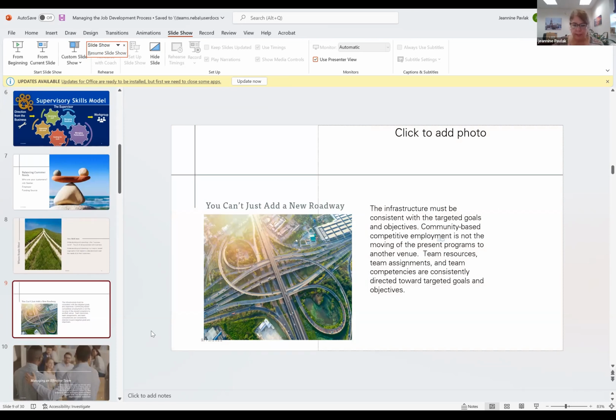As we decentralize our services and move more into the community, working with employers in the community, we can't just add a new path. It's not as simple as saying, okay, new direction, we're going to add a new roadway to take a detour, like in this picture. That's not how it works. We need to make sure our team, and again it comes from the managers and supervisors, has its resources, assignments, and competencies always directed toward that same target, goal, and objective.